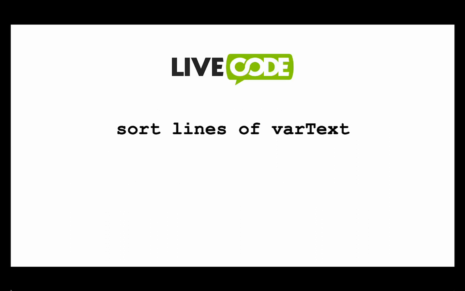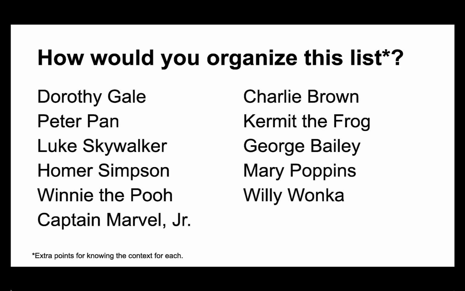All right, so let's see how we might use this idea of sorting as I introduce you to LiveCode. For example, here we have a list of names, and I would ask you, how would you organize this list? And maybe you know the context for each, maybe you don't. But again, I think the everyday person would understand very easily what to do. But we need to now be thinking in a computational way. So we have to think kind of like a computer. So we have to be very task-oriented and really analyze this task very, very clearly and precisely.